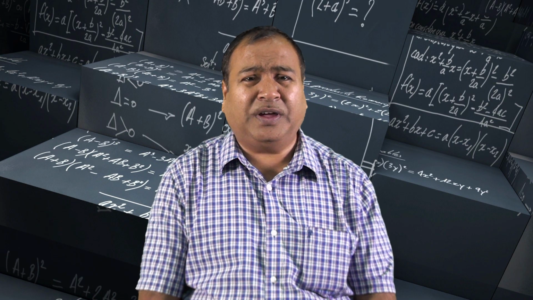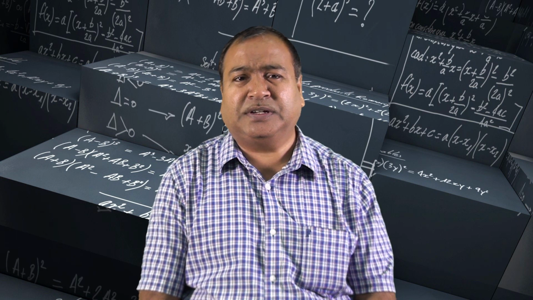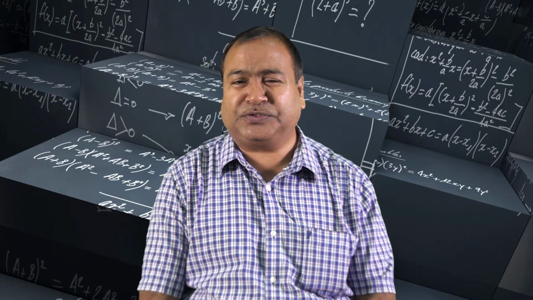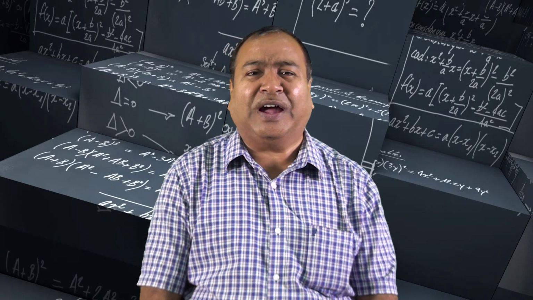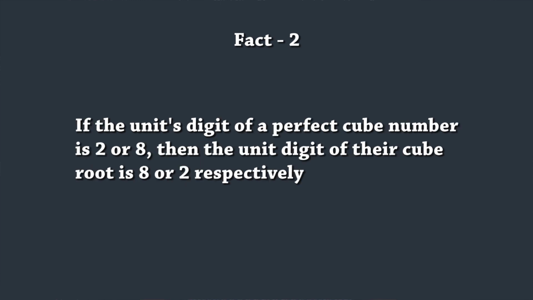Also, we observe the following facts about the units digits of perfect cube numbers and their cube roots. Fact 1. The unit digit of the cube roots and the corresponding perfect cubes are same for the digits 1, 4, 5, 6, 9 and 0.